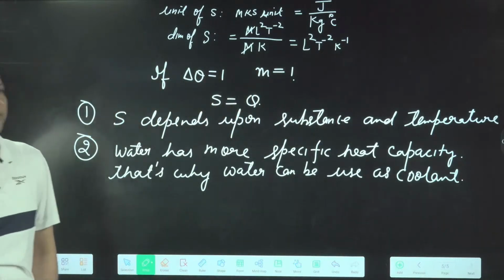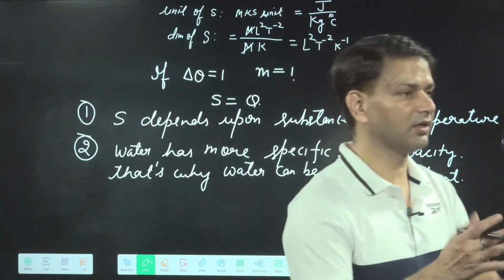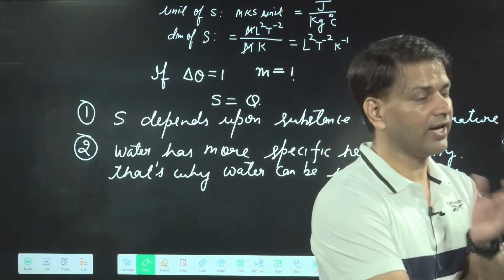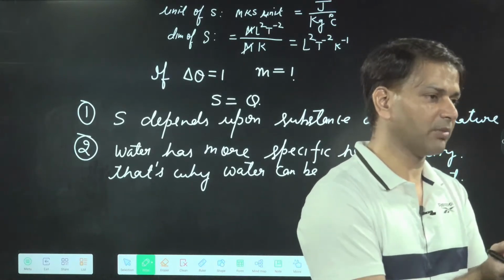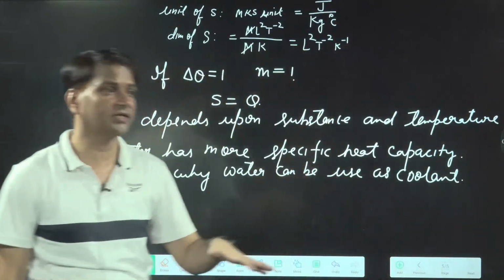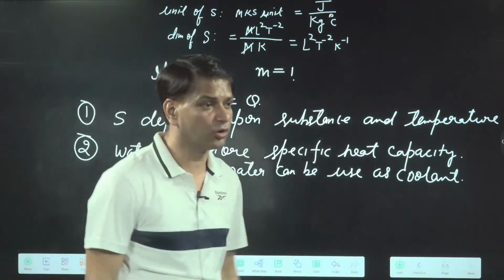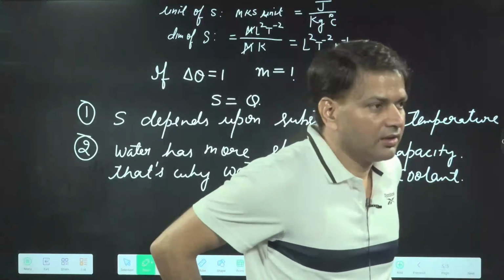Okay, that's why in cooking food we use metal. Why? Because metal will absorb the heat, and for an equal amount of heat, the temperature change will be more in the metal. Their specific heat is less, so their change in temperature will be more, so they can get heated up to a higher temperature.